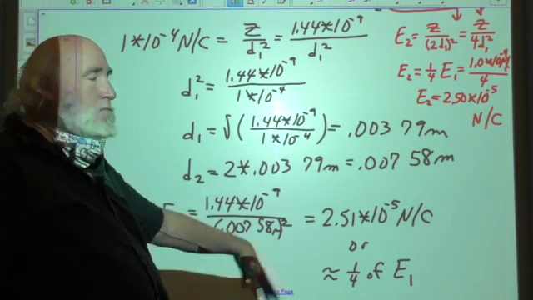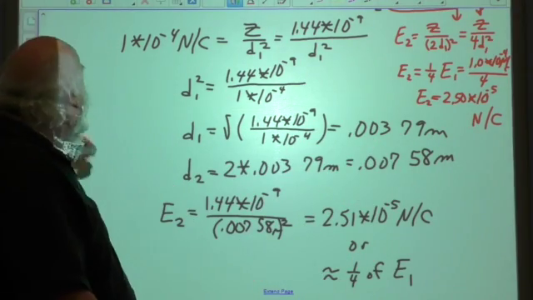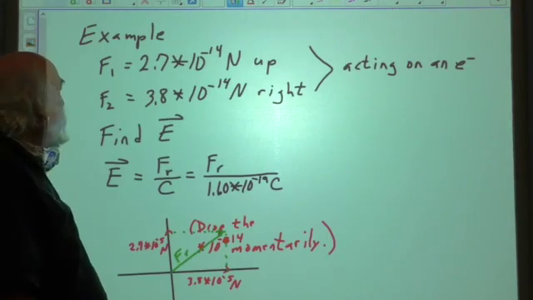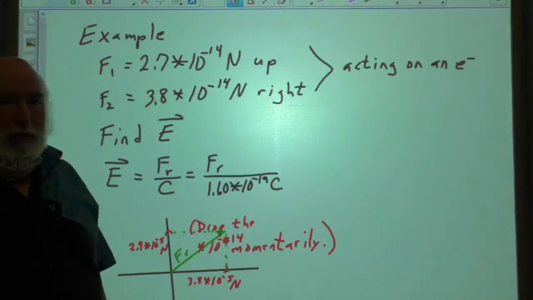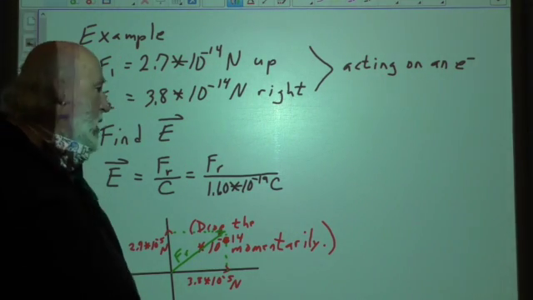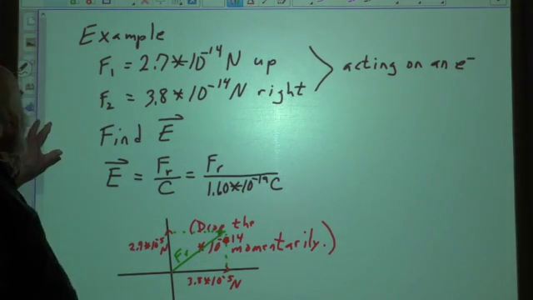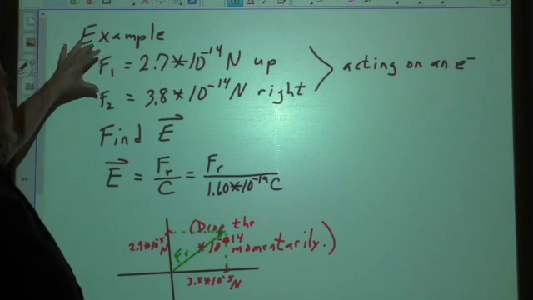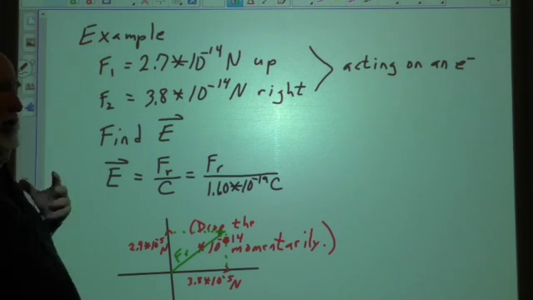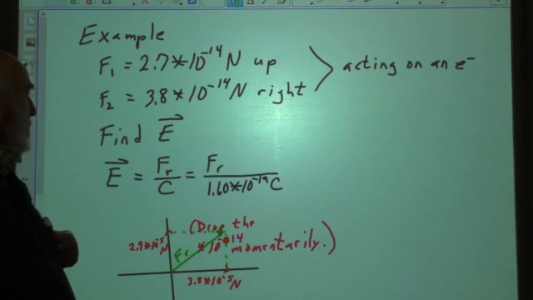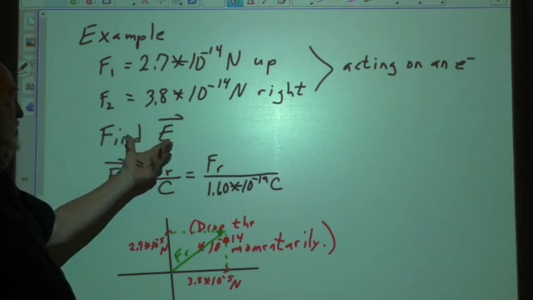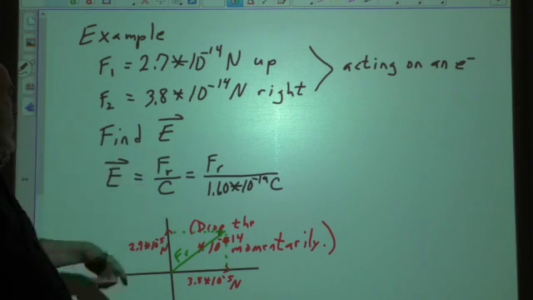If you want to do it the other way, have at it. The next example dealt with a vector problem, and we will have a vector problem on the practice problems. We have two vectors here that are forces acting upon a charge, one electron. And we're asked to find what is the resulting electric field.